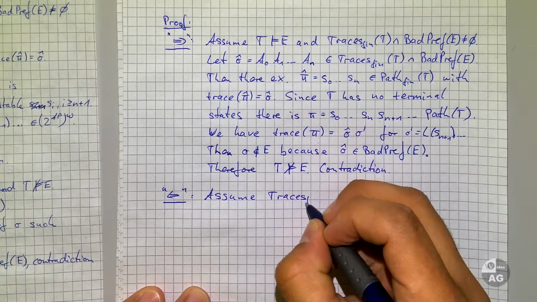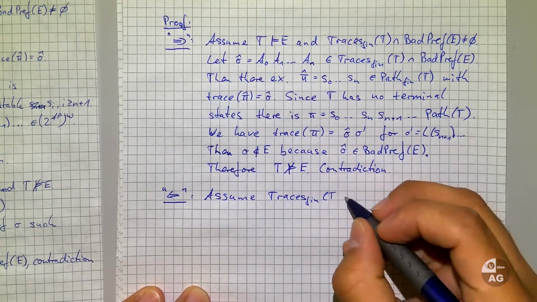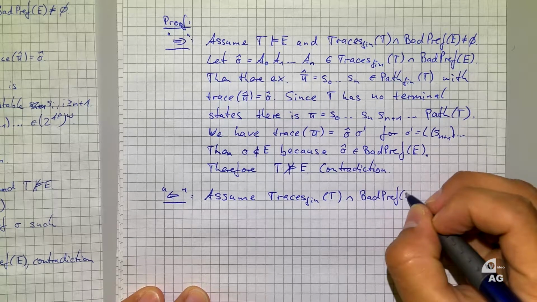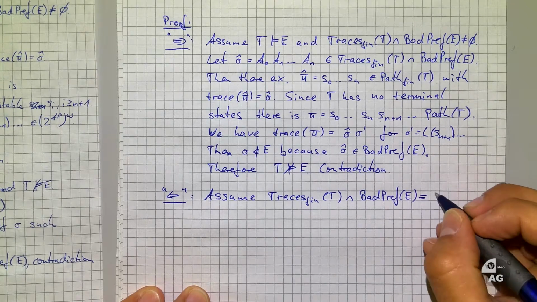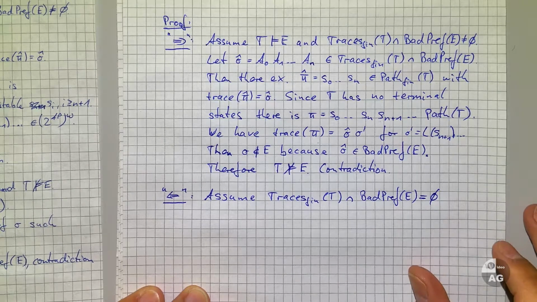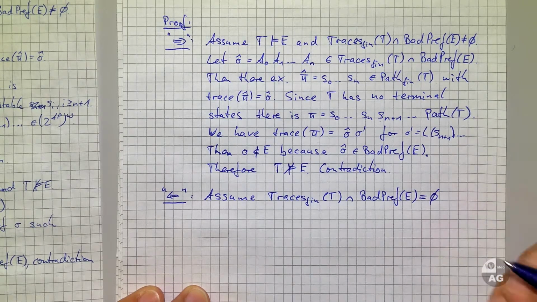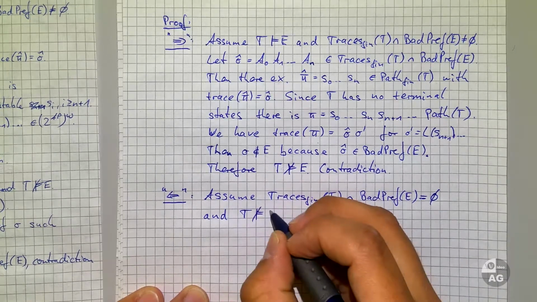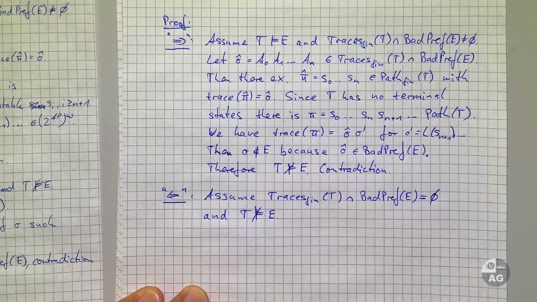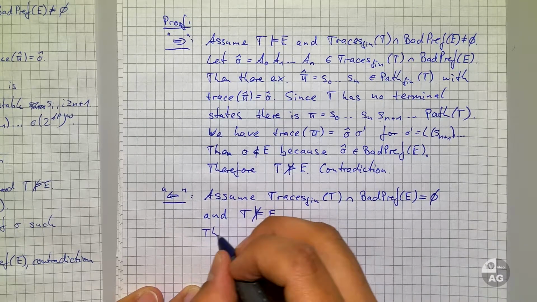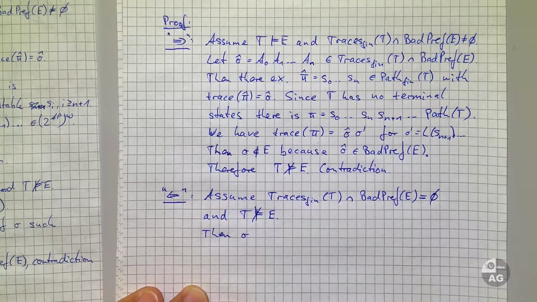Let's look at the other direction. For the other direction, we have to show that if the intersection of the finite traces of the transition system T and the bad prefixes of the property is actually empty, then the transition system satisfies the linear time property. And for the sake of contradiction, again, we're going to assume that this is not the case.